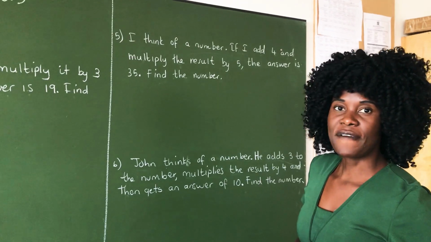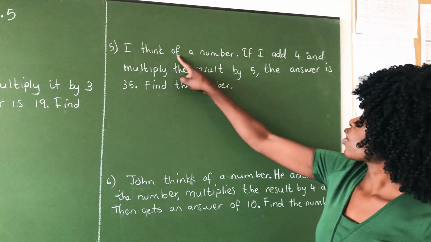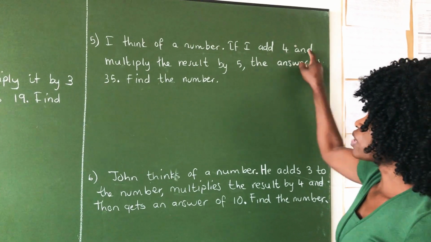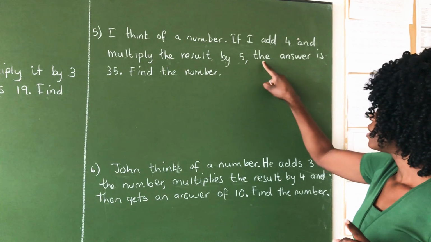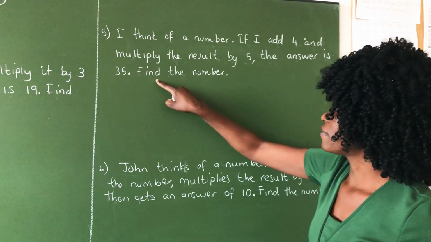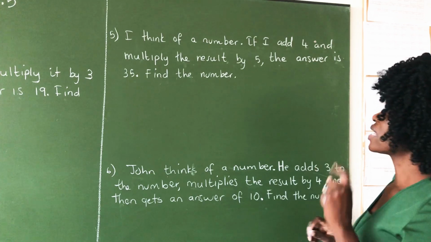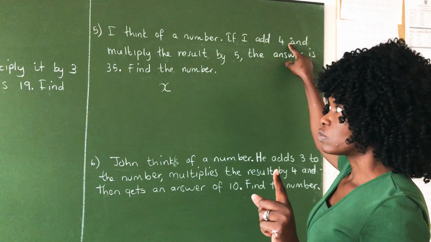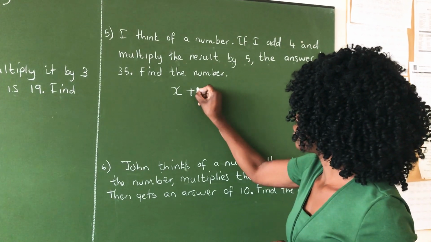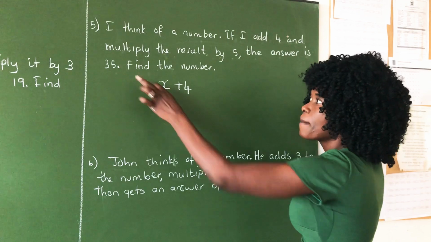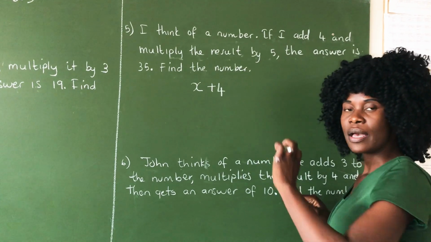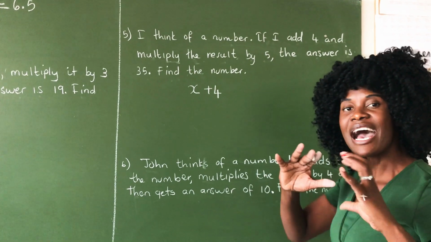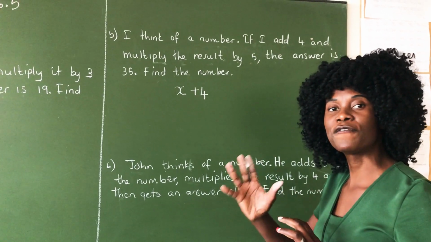Alright, question 5. I think of a number. If I add 4 and multiply the result by 5, the answer is 35. Find the number. I think of a number, that would be x. If I add 4, plus 4, and multiply the result, the result that is being meant here is the answer that you should get when you add 4 to x.